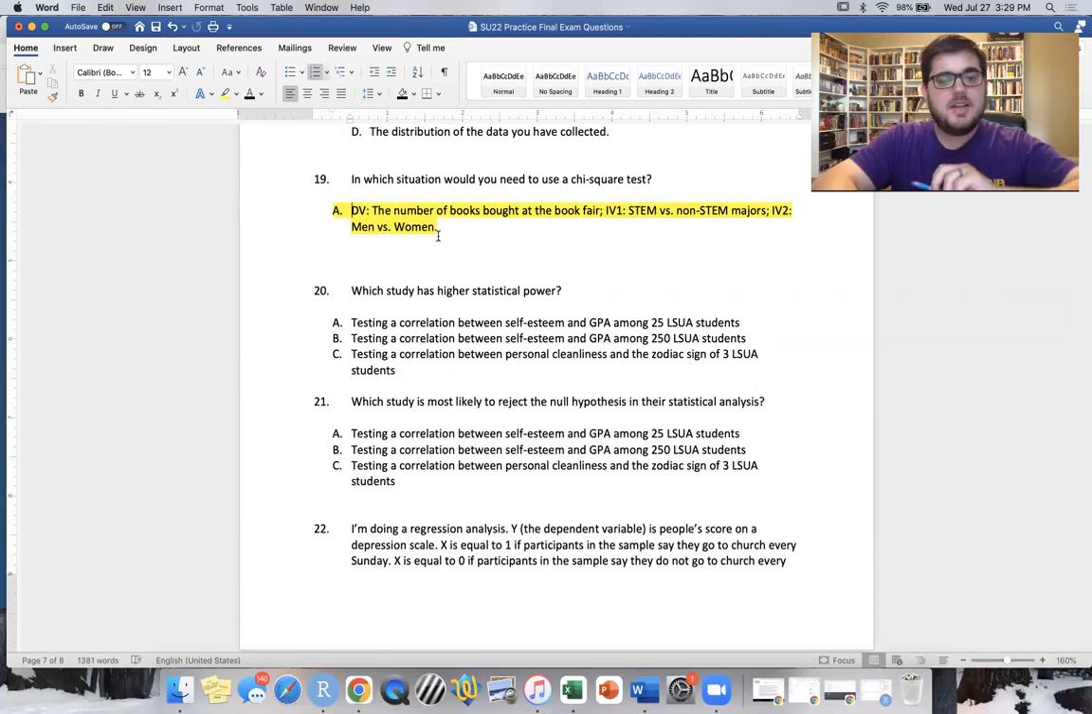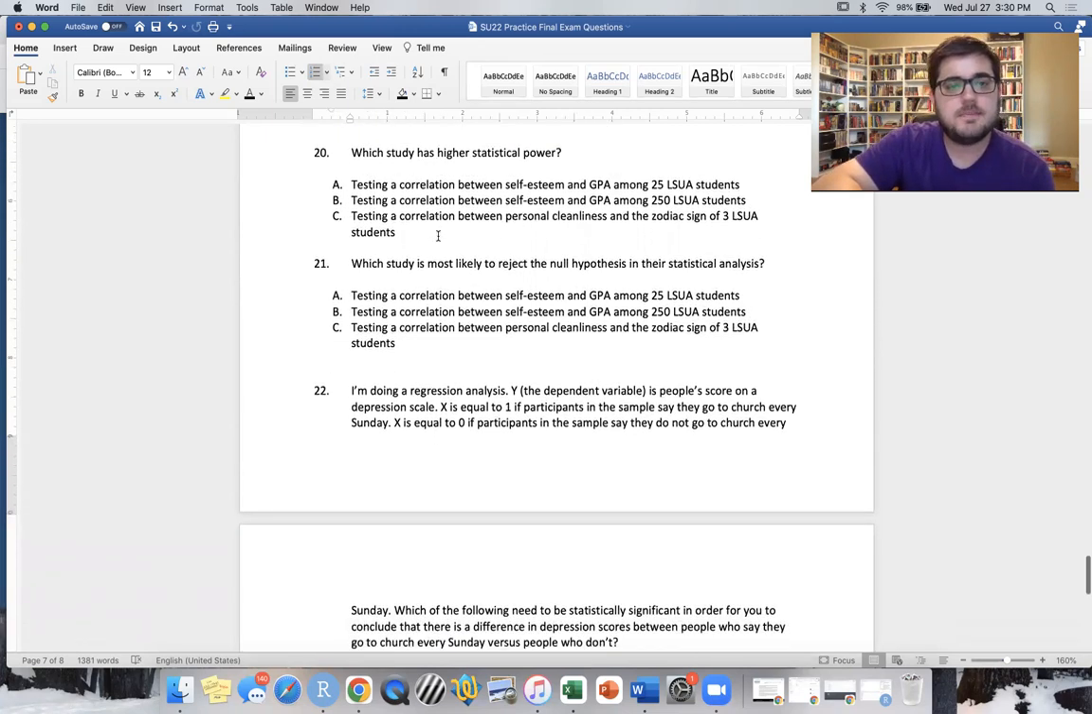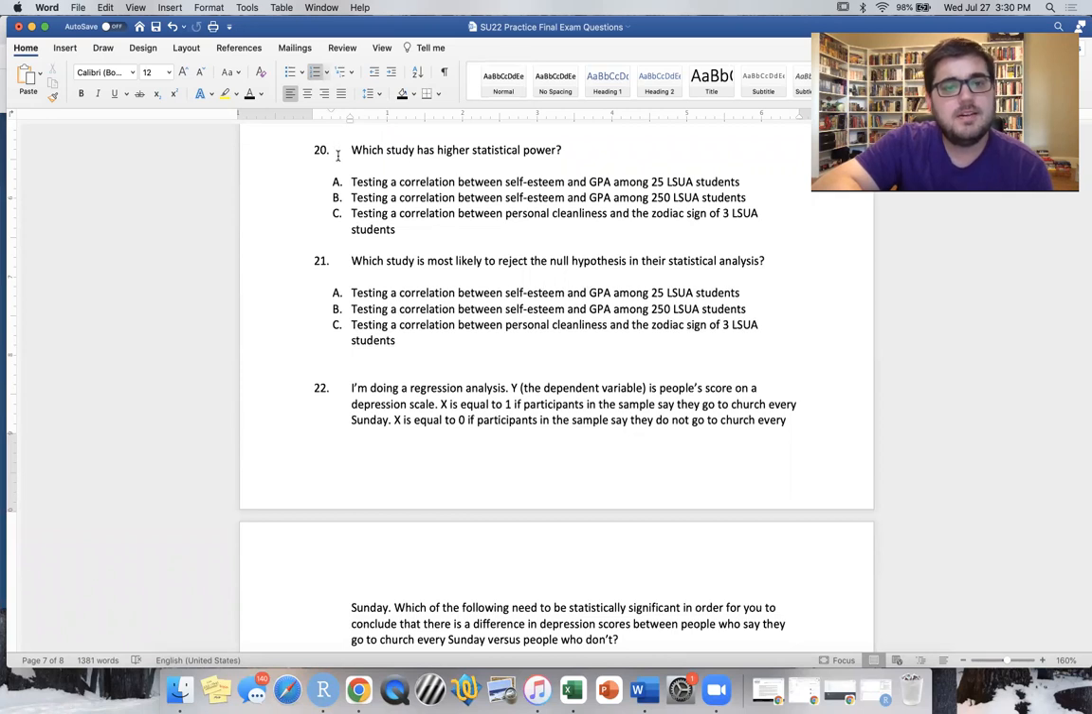And another hint is, you know, the other tests, the regression, ANOVA, t-tests, are about comparing sample means. With a chi-square test of independence, it's about testing whether some category is overrepresented or underrepresented within certain categories. So that should give you a hint about that. We're almost done. Which study has higher statistical power?